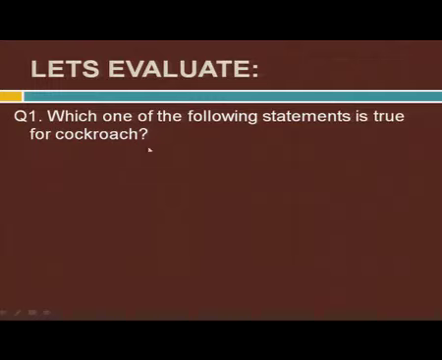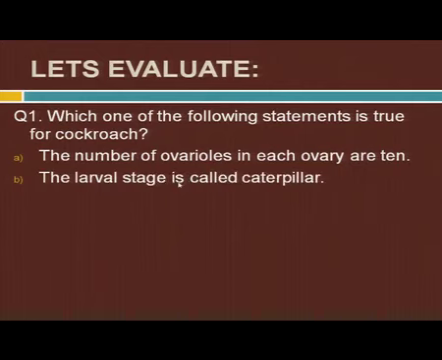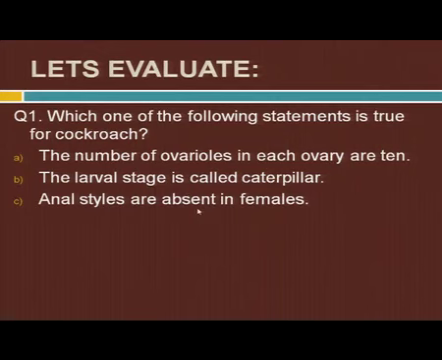Question number 1. Which of the following statement is true for cockroach? A. The number of ovarioles in each ovary are 10. B. The larval stage is called caterpillar. C. Anal styles are absent in females. D. They are ureotelic. So, which one is the correct answer?